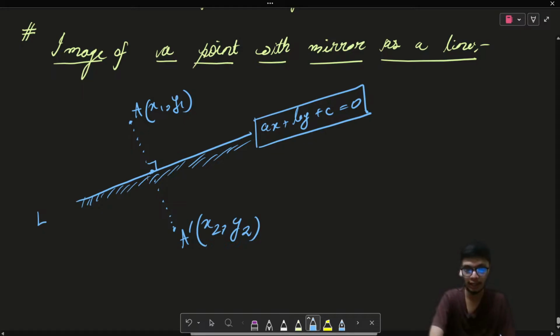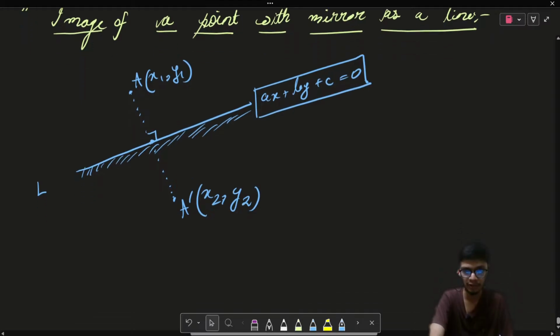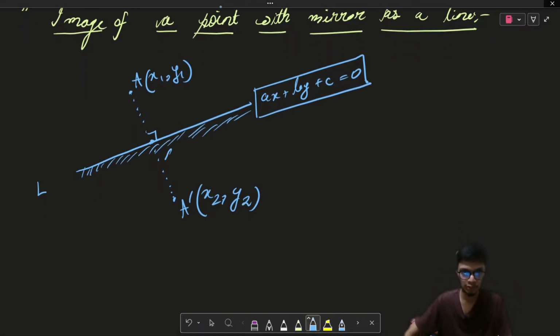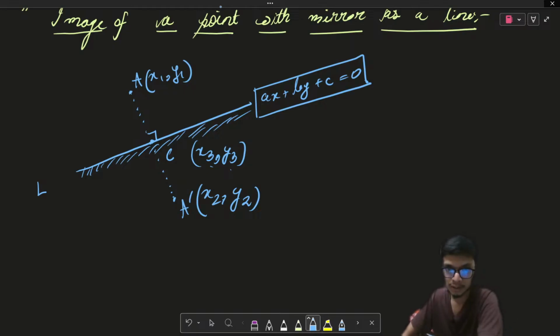However, in order to solve this particular problem, the concept is very simple. Let us also call the foot of perpendicular C, and let us name the coordinate x3, y3. So we will be finding out this x3, y3 and x2, y2. So how am I going to solve this problem? It's very simple. Let us first of all find out the slope of this line L. The slope of this line L would be equal to minus A upon B.